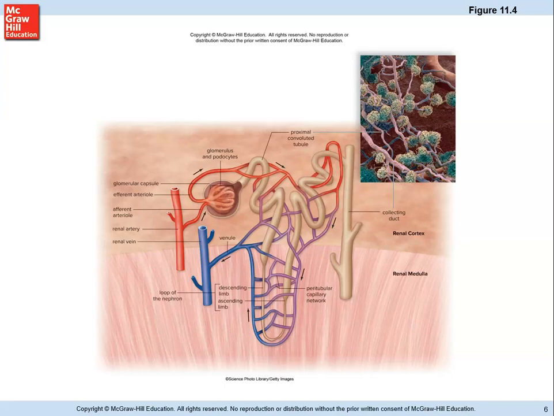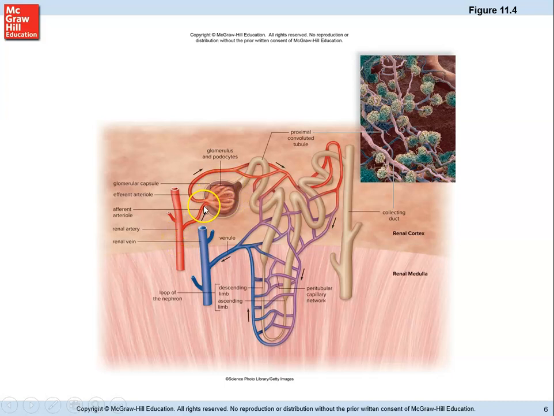So let's look at this process. And we're going to start the process with the glomerulus. So here we find the glomerulus, this little capsule structure. And over here in this image, each of these would be a glomerulus. And so there are loads and loads of these in the kidneys. And this is where urine formation starts.